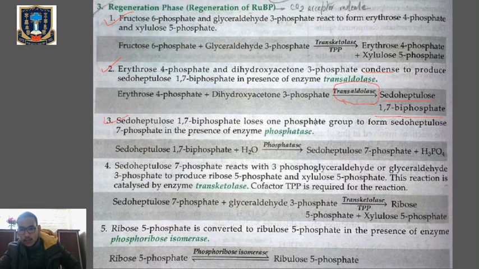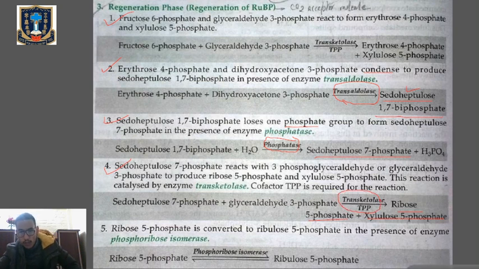Now in the third step, the pseudoheptulose 1,7-biphosphate, this particular product will lose one phosphate group and form pseudoheptulose 7-phosphate in the presence of the enzyme phosphatase. Clear? Now in the fourth one, the pseudoheptulose 7-phosphate will react with 3-phosphoglyceraldehyde or glyceraldehyde 3-phosphate and will form ribose 5-phosphate and xylulose 5-phosphate. Okay, and this reaction is triggered by the enzyme transketolase in the presence of the cofactor TPP.